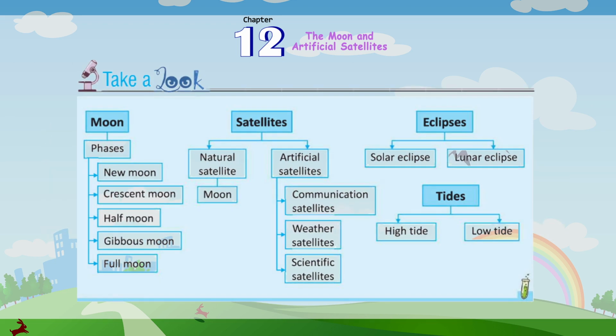Take a look. Moon. Phases: new moon, crescent moon, half moon, gibbous moon, full moon. Satellites: natural satellite, moon. Artificial satellites, communication satellites, weather satellites, scientific satellites. Eclipses: solar eclipse, lunar eclipse. Tides: high tide, low tide.